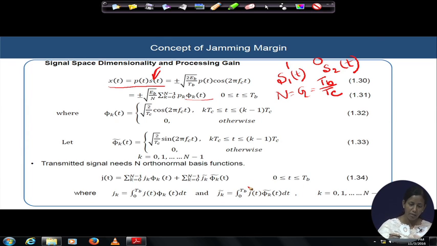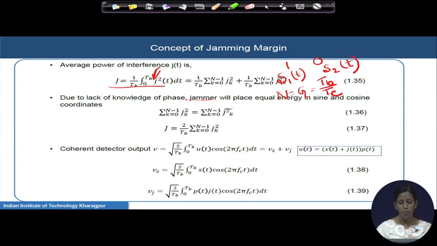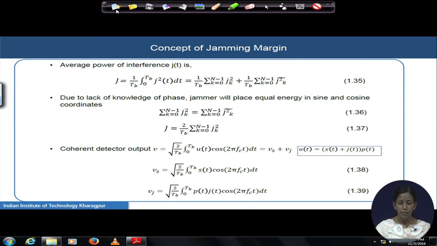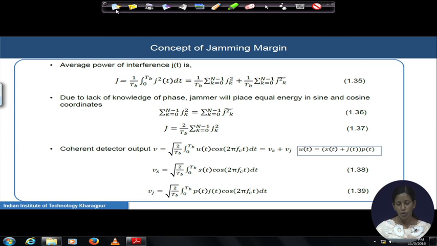Remember one thing: jamming has no information about your phase. It has the information about your bandwidth correctly, but it does not know whether the signal is transmitted over the in-phase or only on the quadrature phase. So what will he try to do? He will try to load the power equally over the in-phase as well as the quadrature phase.